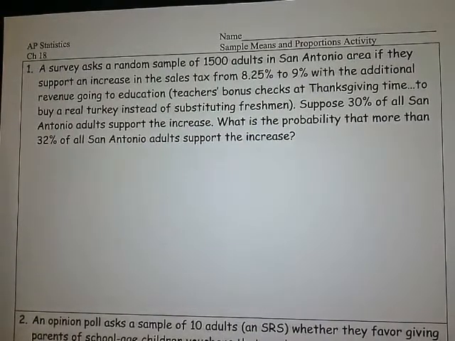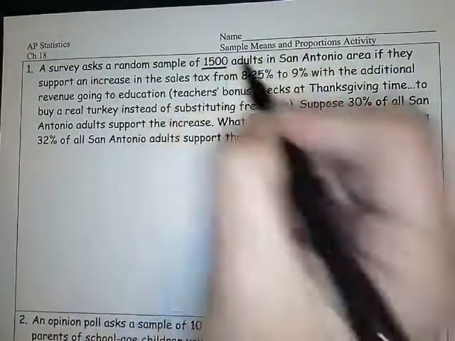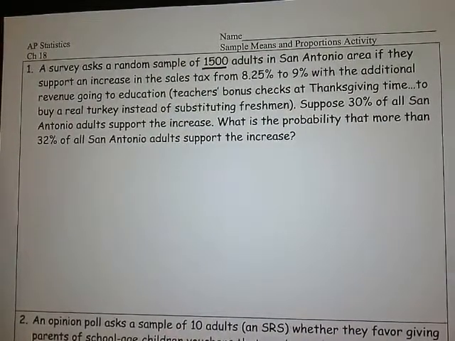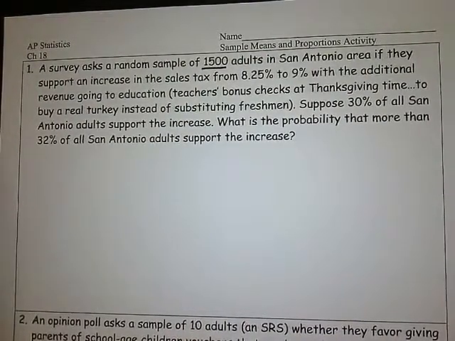So number one, it says a survey asked a random sample of 1,500 adults in San Antonio if they support an increase in sales tax from 8.25 to 9%, with the additional revenue going to education, teacher bonus checks at Thanksgiving time to buy a real turkey instead of substituting freshmen. Suppose 30% of all San Antonio adults support the increase. What is the probability that more than 32% of all San Antonio adults support the increase?